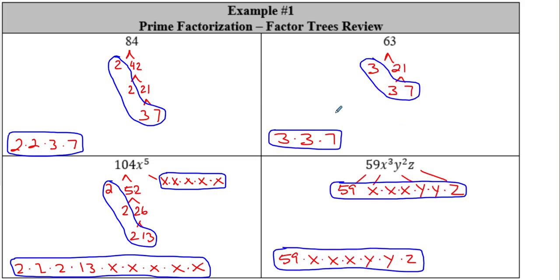Alright, welcome back. So this is what I got. This top one, I broke it down: 3 times 3 times 7. And then down here we had 59. That stayed as is because that's a prime. Can't break it down anymore. And then we had x times x times x, and then times y, and times z. So hopefully you got the same thing I got.